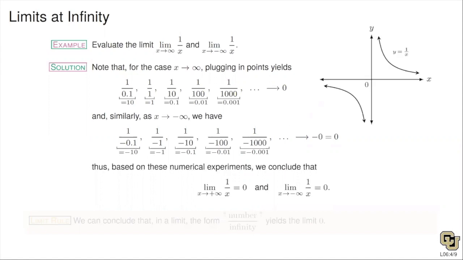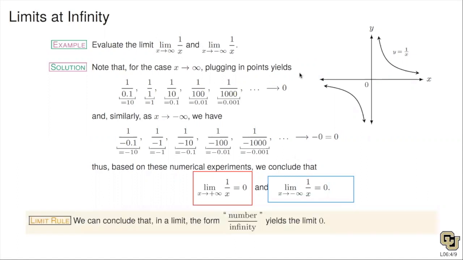So essentially, based on these numerical experiments, we come to these two conclusions: the limit of 1 over x as x goes to infinity equals 0. When I say that, what I mean is, when you have a fixed constant in the numerator, and the denominator is blowing up to infinity, this experiment shows the limit goes to 0. And same thing, if we have a constant in the numerator, and we allow the denominator to blow up to negative infinity, the experiment above shows the limit goes to 0. So these two limits lead us to a new limit rule.